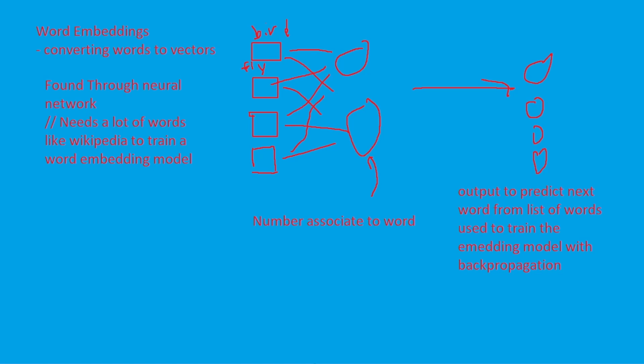Like after bird, it might predict is. So you keep on backpropping till it predicts is, and then you take the layer in between the input and output, and those numbers associate to the word, which in this case could mean embed. It's an embedding.